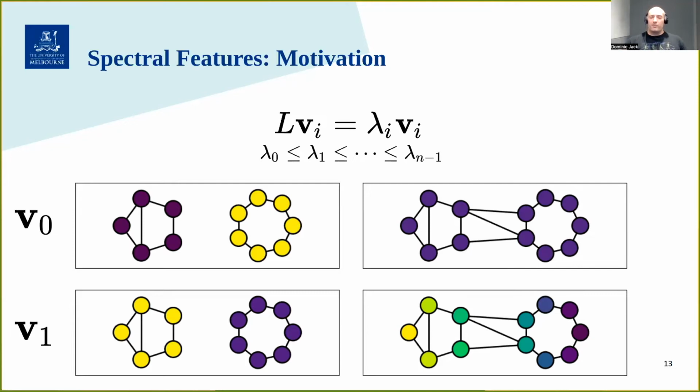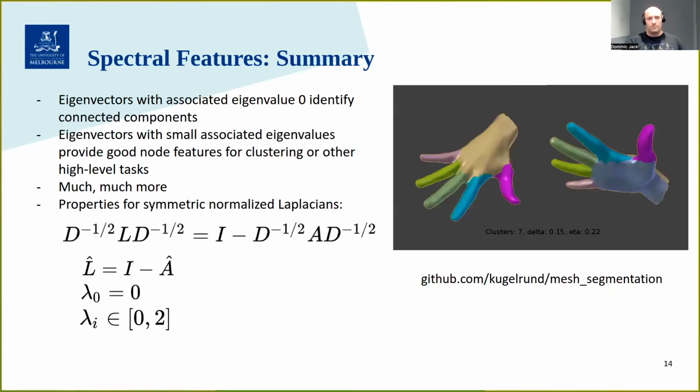But the point is, these questions that we often want to solve in graph theory, like classical graph theory, we can get very good bounds on by looking at the eigenvalues and eigenvectors of the Laplacian matrix. Right. So just to summarize, I'm not going to try and prove all of these, but hopefully that intuitive understanding gives you a good idea. The eigenvectors with the associated eigenvalue 0 identify our connected components. Our eigenvectors with small associated eigenvalues, but non-zero, provide good node features for clustering or other high-level tasks. And there's much, much more.